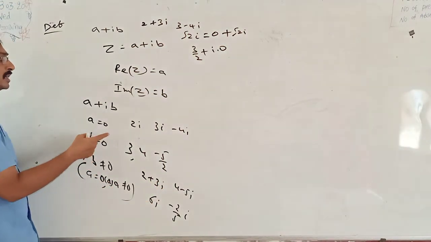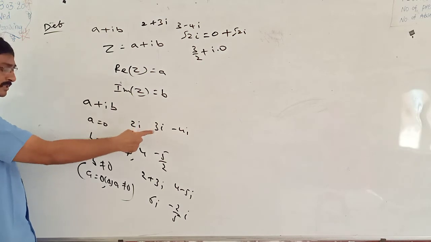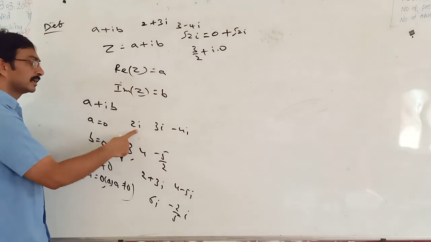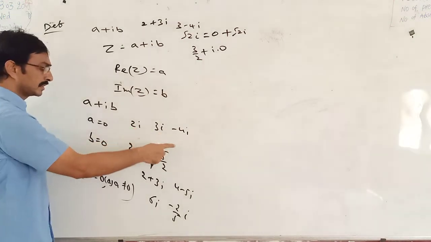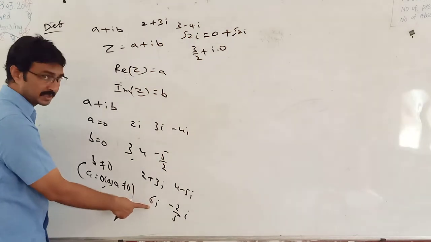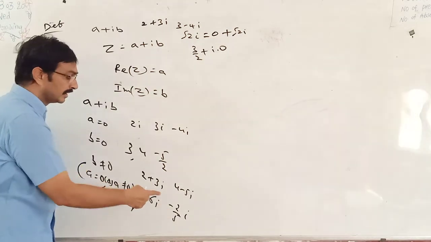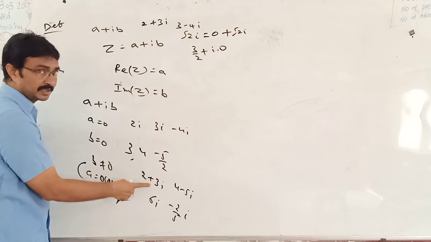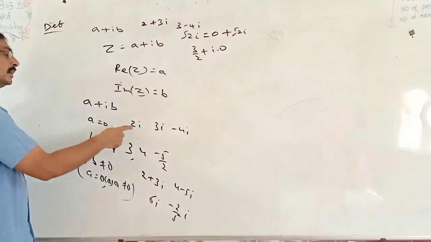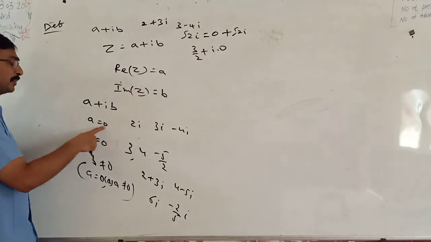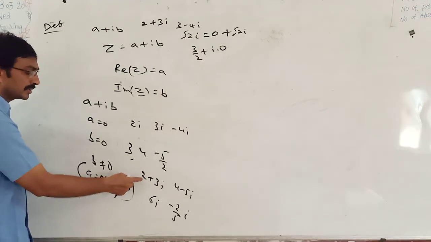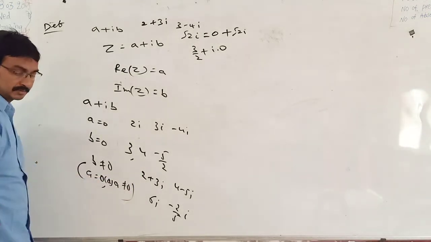So see the difference between purely imaginary numbers and imaginary numbers. This is imaginary, this is imaginary, this is imaginary. But this is not, this is purely imaginary. This is just imaginary, not purely imaginary. See the difference. In purely imaginary, the real part must be 0. In imaginary numbers, the real part is non-zero or 0.